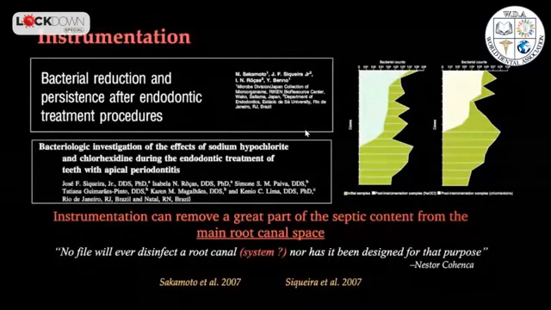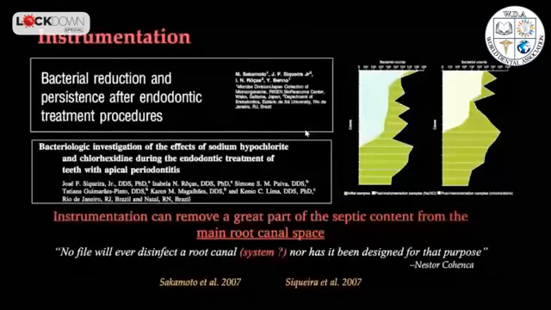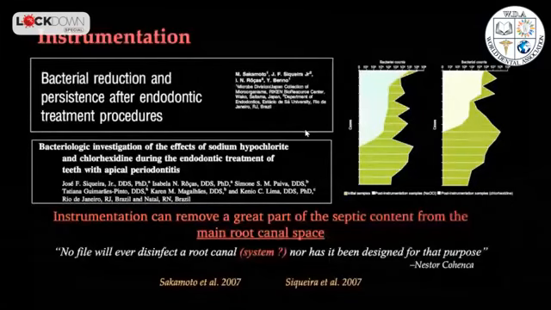But remember, the root canal system is not just the primary root canal alone. You have a lot of accessory anatomies which the instrument is not going to touch. So no file has ever been designed to disinfect the entire root canal system. All that the instrument can do is shape the root canal walls so that it can facilitate cleaning and then obturation. So we can understand that instrumentation, although it can remove a great part of the septic content, it cannot eliminate it completely, and all this is limited only to the main root canal space.